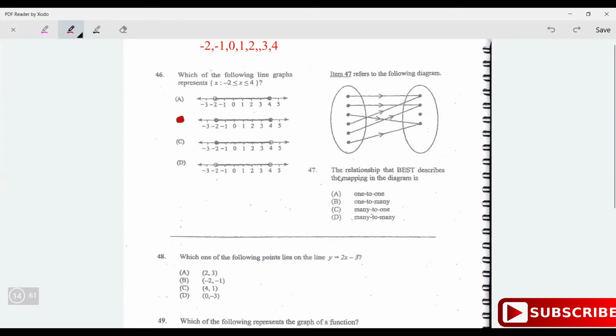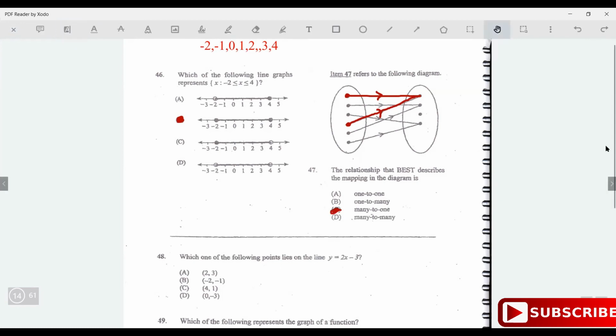Nice. Question 47. The relationship that best describes the mapping in the diagram is, so this person talks to this person, but this person also talks to this person. That's not one-to-one. That's a many-to-one relationship, right? Because we can see right here, this maps to here, and right here, also maps to here. So that's many-to-one, right? These two girls talk to this one guy. That's a many-to-one relationship, all right? So that is option C, many-to-one. Nice.